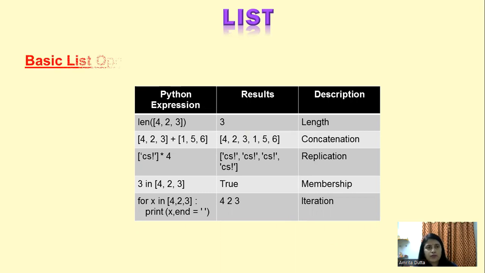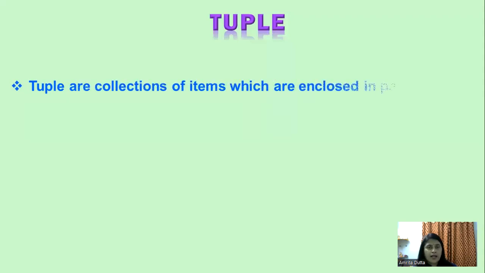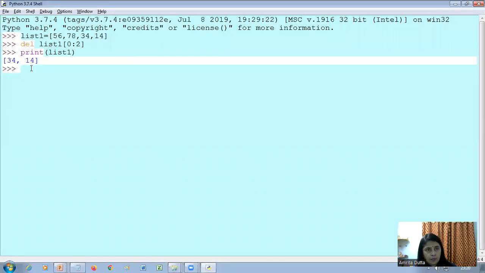Now next we have tuple. What is a tuple? Tuples are also a sequence type. These are collections of items which are enclosed in parentheses, not in square brackets. And each item has its own index value, just like a list. So let us see what a tuple is.